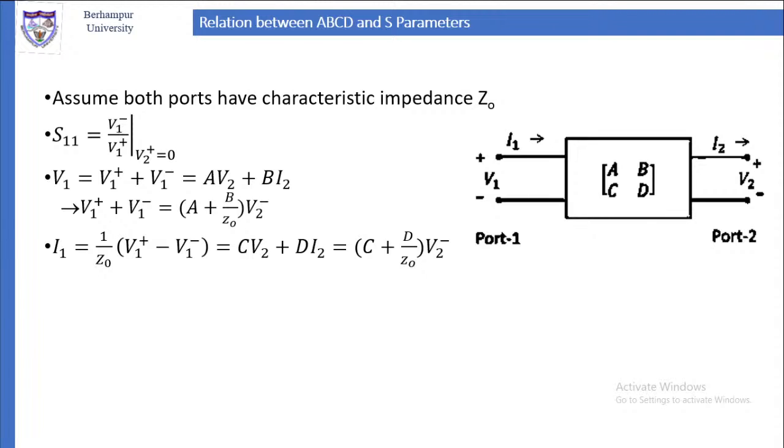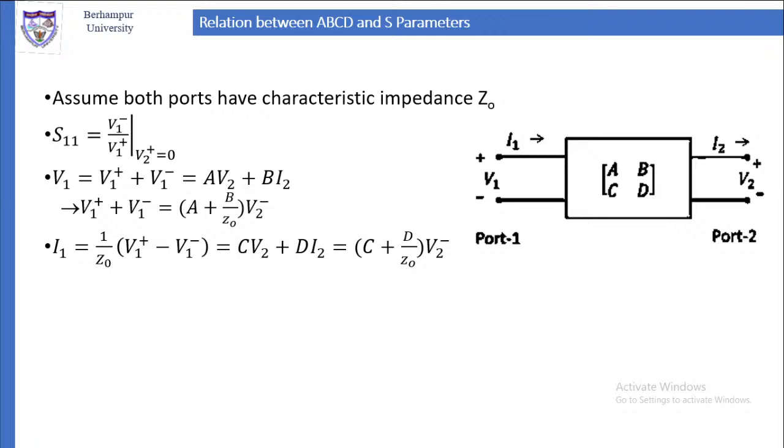Now you don't ask me why V1 is equal to V1 plus plus V1 minus. I have already told you when we discussed the ABCD parameter. It's taking a section of transmission line, so the reference point is at port 2. Under that condition, V1 is equal to V1 plus plus V1 minus, appropriately taking the reference point. Similarly, I1 is equal to 1 by Z0 into V1 plus minus V1 minus. That you can write as C into V2. I1 is equal to C V2 plus D I2 from the ABCD parameter.